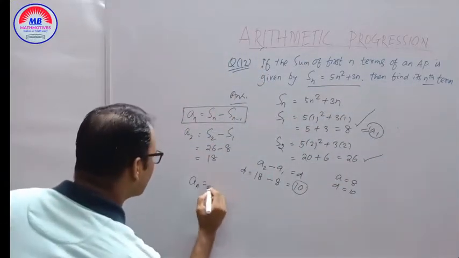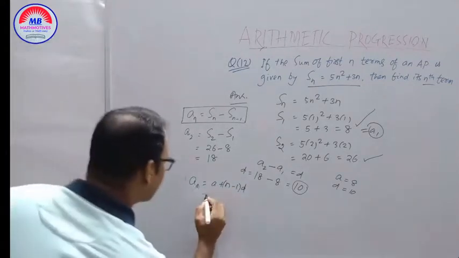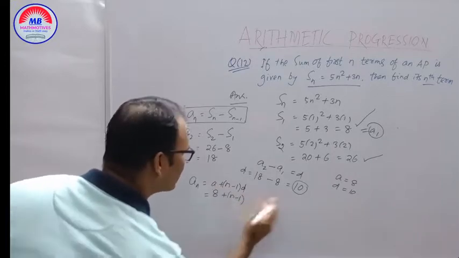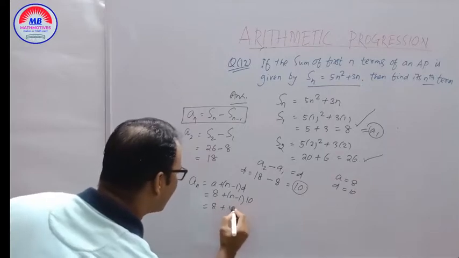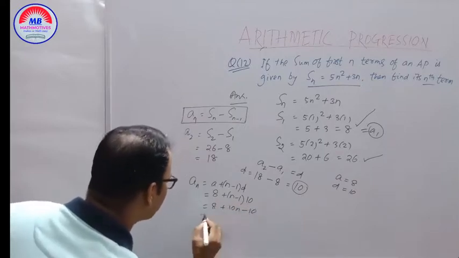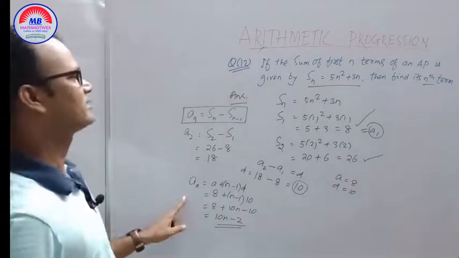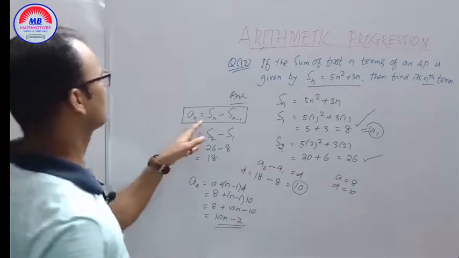So An equal to a plus (n minus 1) into d. That equals a is 8, plus (n minus 1) into d, which is 10. So 8 plus 10n minus 10. That is equal to 10n minus 2. That is the nth term. Okay, it is one method. Directly you can put this formula also.